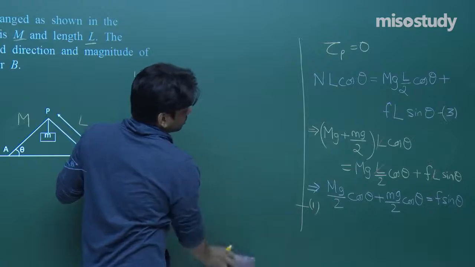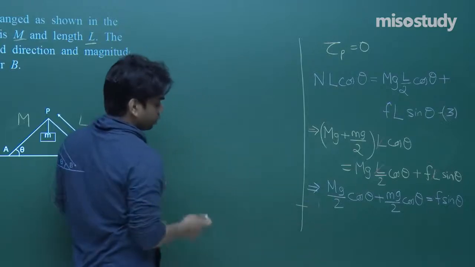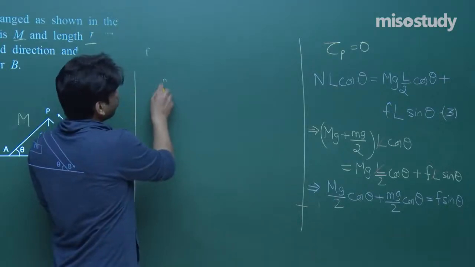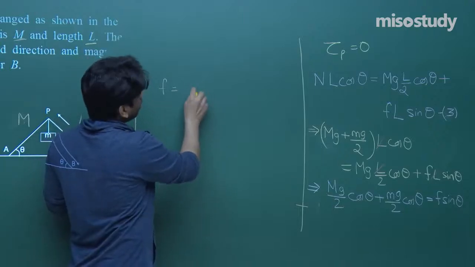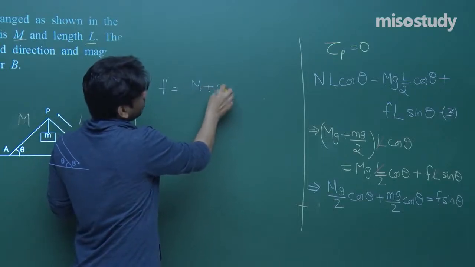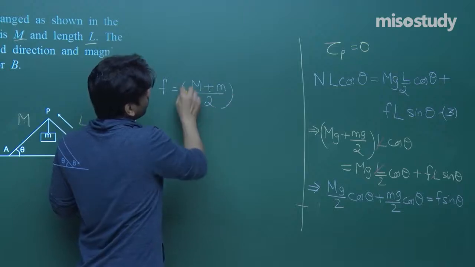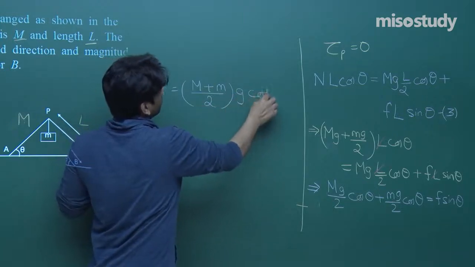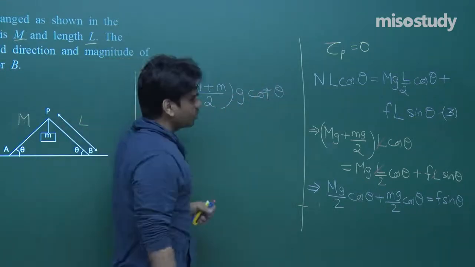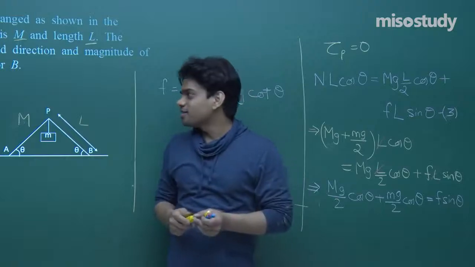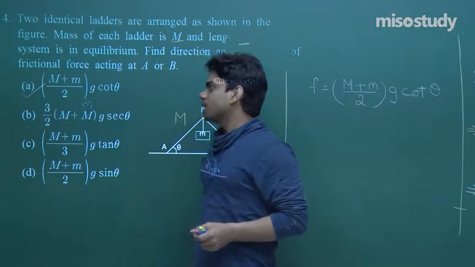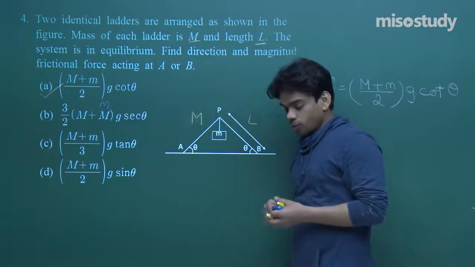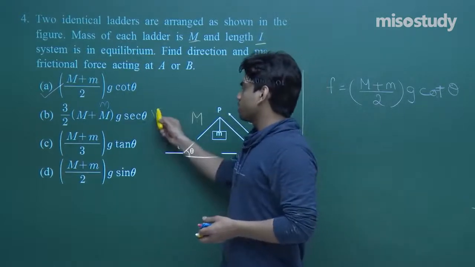The final answer for the value of frictional force that we need to evaluate will come out to be F is equal to, let me take g cot theta as common, M plus small m by 2 multiplied with g cot theta. This will be the answer. Let's check the answer. M plus m by 2 g cot theta, that is the first option, is the actual answer. Rest all the options are incorrect.